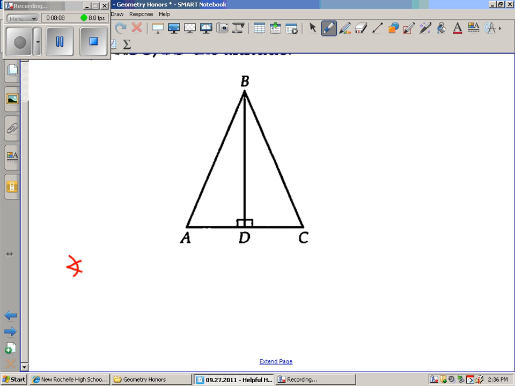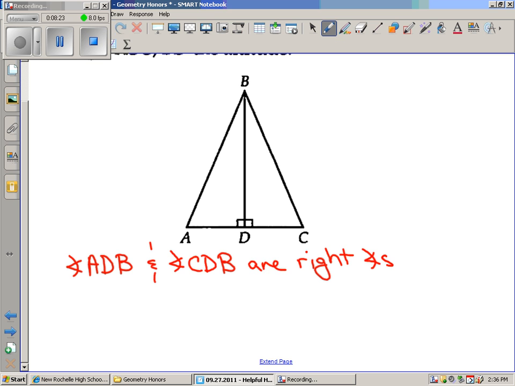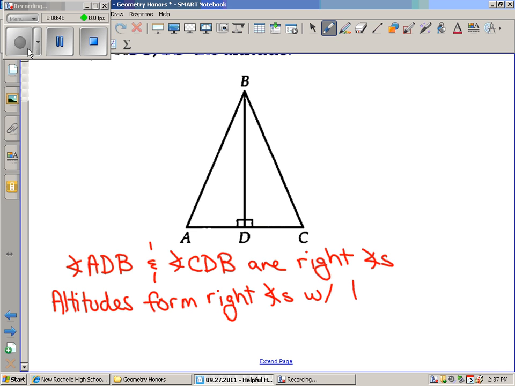So if something's called an altitude, we'll call this angle ADB and angle CDB right angles. Straight off the bat, you know that. The reason you could use to justify this is that altitudes form right angles with the bases.